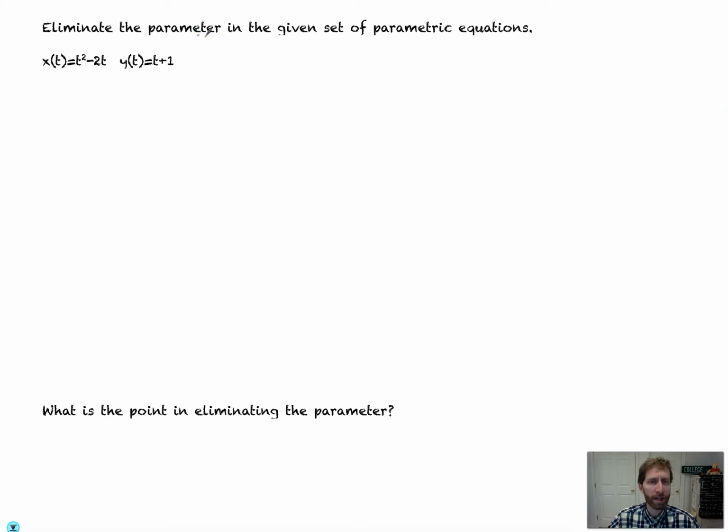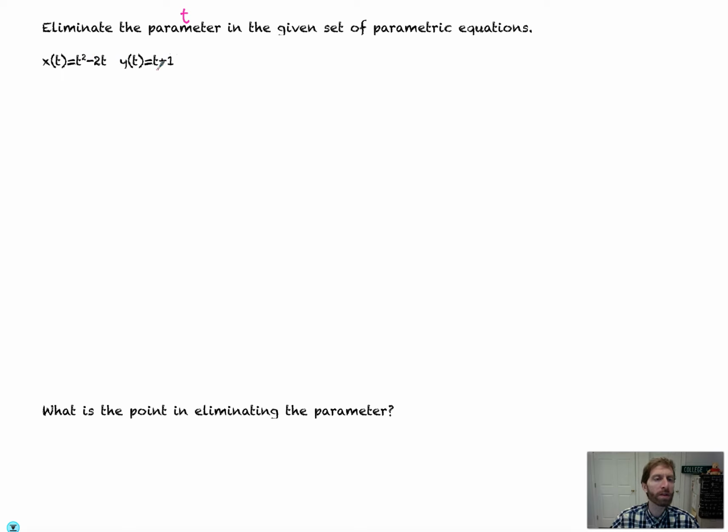So we're asked to eliminate the parameter in the given set of parametric equations. We've got the same set that we used in the previous video where we graphed it out. So what does it mean to eliminate the parameter? Well, remember that the parameter is, in this case, t. It's the independent variable that we plug in for. It could be theta, it could be r, it could be s, it could be any number of variables, usually not x or y, that we plug in for. So we're going to eliminate it.